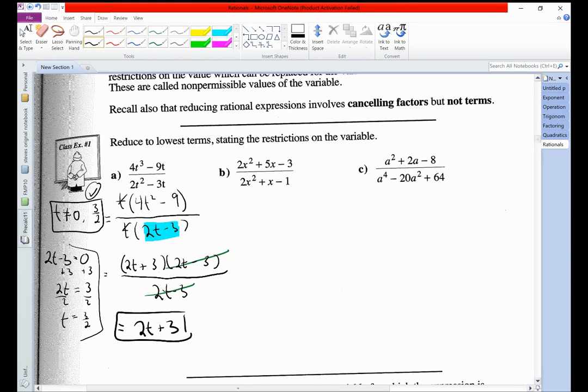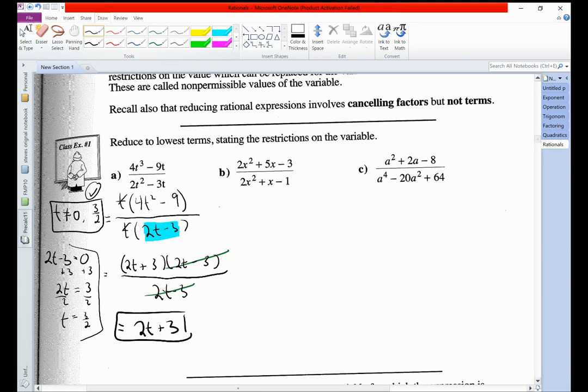So we have our non-permissible values, and we have our simplified rational expression. All right, let's look at the next one. We have 2x squared plus 5x minus 3, and we have 2x squared plus x minus 1. So we actually have to do decomposition on both the top and the bottom. We can't factor that 2 out to do inspection, so we're going to have 2 decompositions.